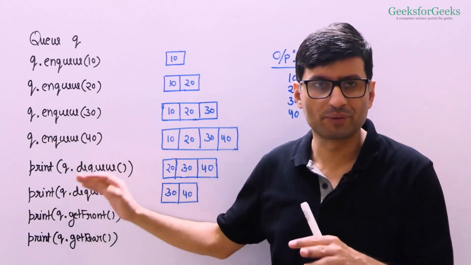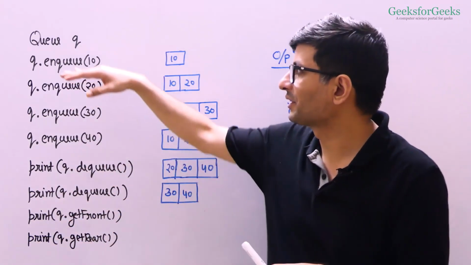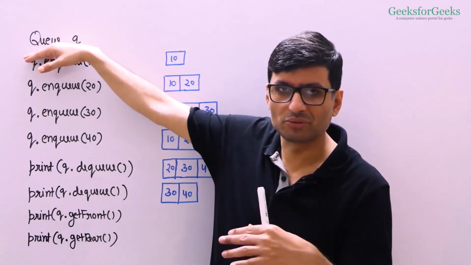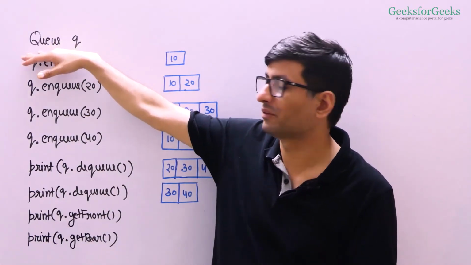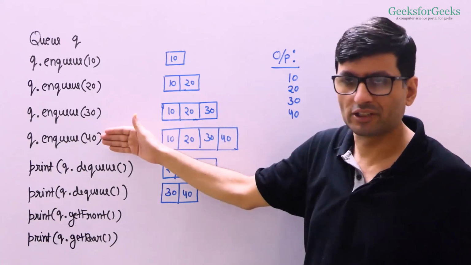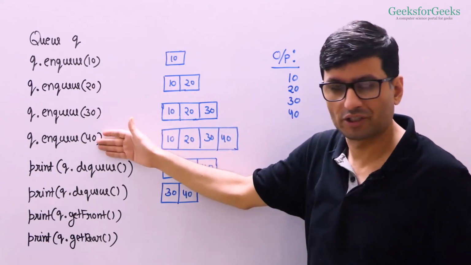Let us now get an idea about the operations on queue with this example pseudocode. So this code is language independent. Here I am first creating an empty queue. I am assuming that syntax is for creating an empty queue. Then I am enqueuing certain items. I am enqueuing 10, 20, 30, 40.